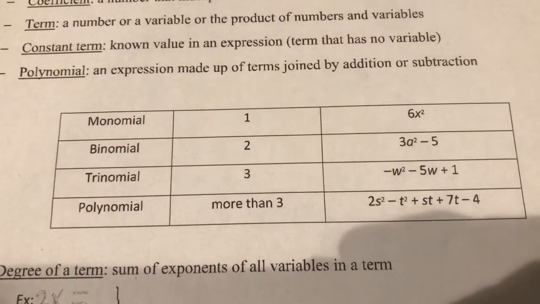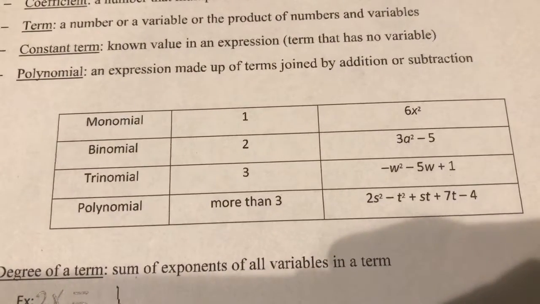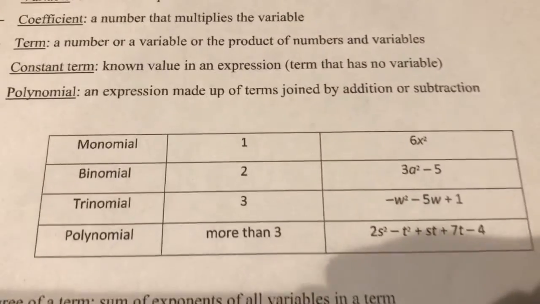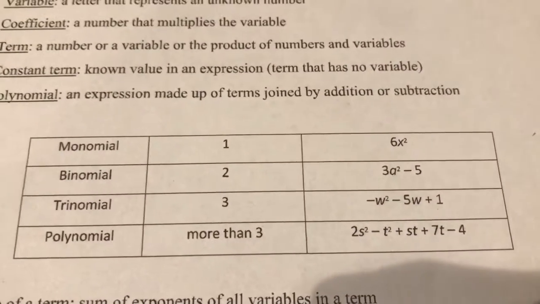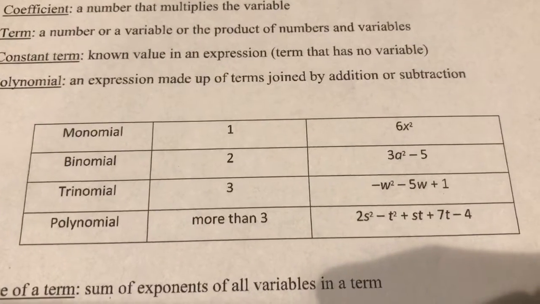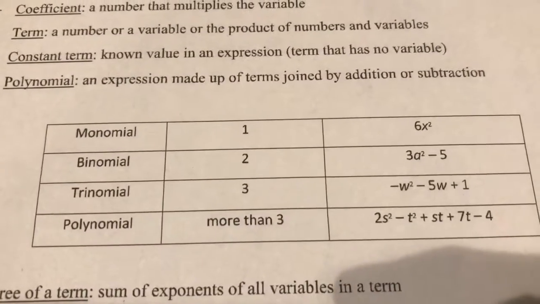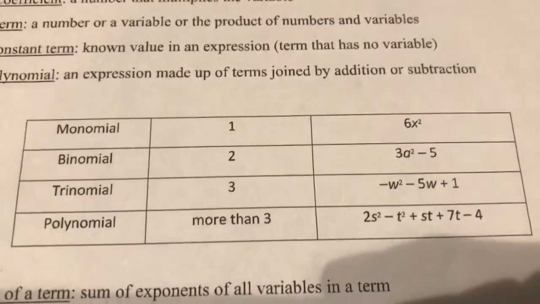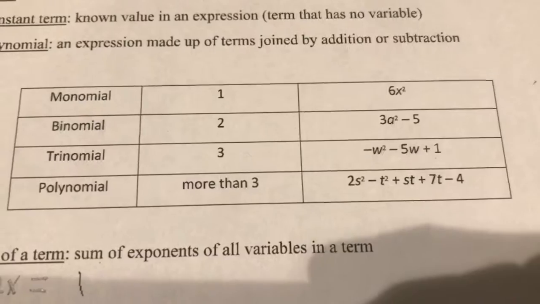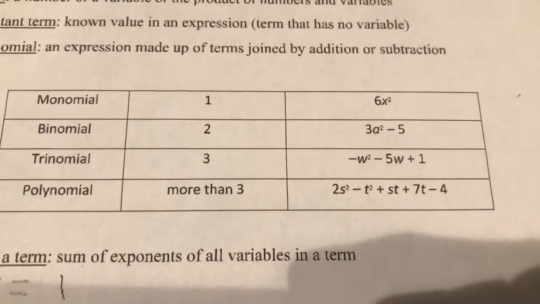First, a monomial has one term in an expression. So for example, it would be 6x squared. Second, a binomial, it has two terms in an expression. So for example, 3a squared minus 5.